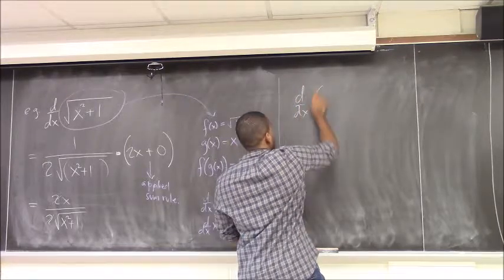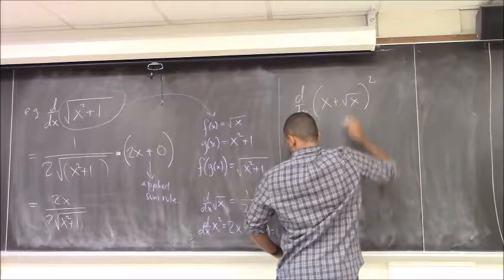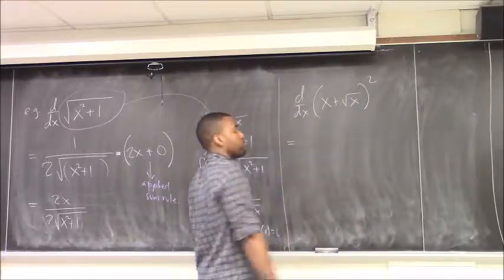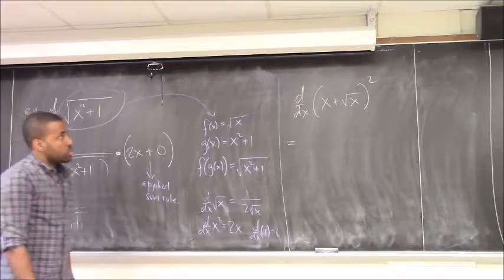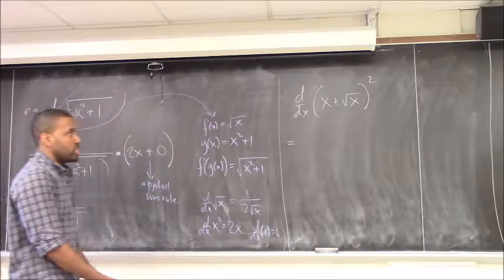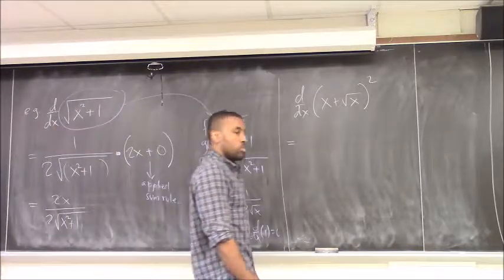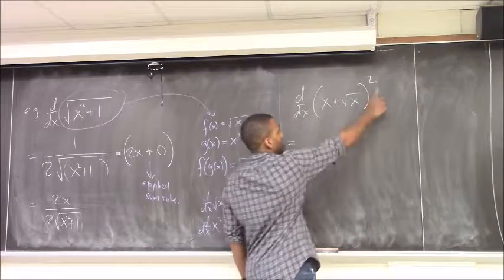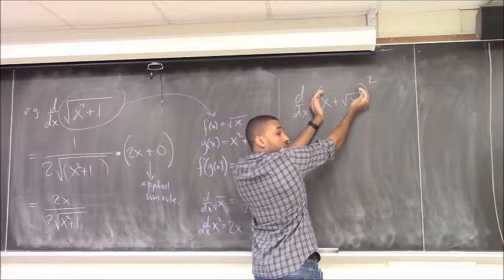Let me give you one more example. What if I had x plus the radical of x, all squared? There are a couple of ways to deal with this one. I could have just FOILed it out, but we'll see there are issues with expanding parentheses later on. But what I can realize here is the outside function is the square, and the inside function is x plus radical x.